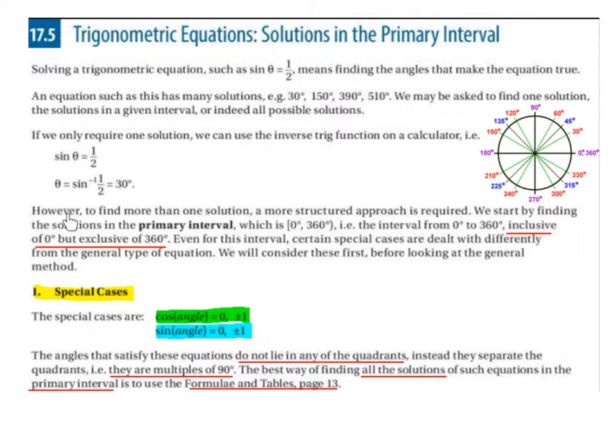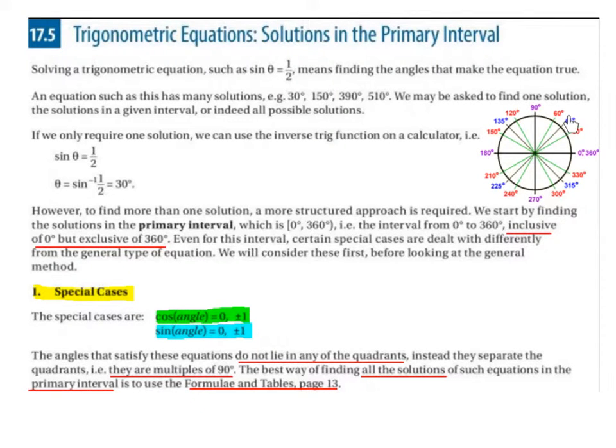However, to find more than one solution, a more structured approach is required. We start by finding the solutions in the primary interval, which is between 0 and 360 degrees, i.e. the interval from 0 to 360 degrees, inclusive of 0 but exclusive of 360. Even for this interval, certain special cases are dealt with differently from the general type of equation. We will consider these first before looking at the general method.